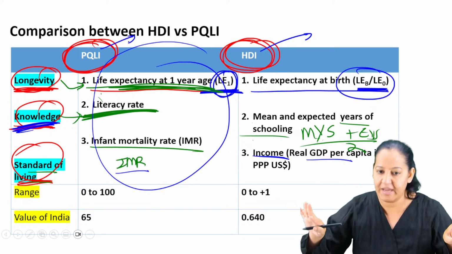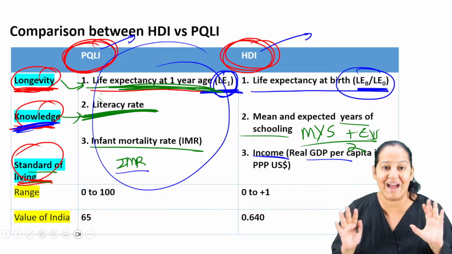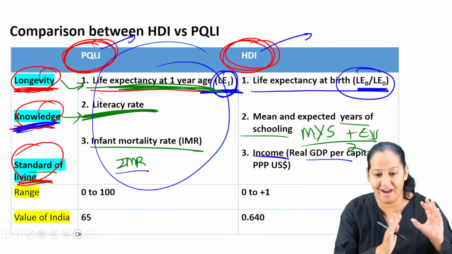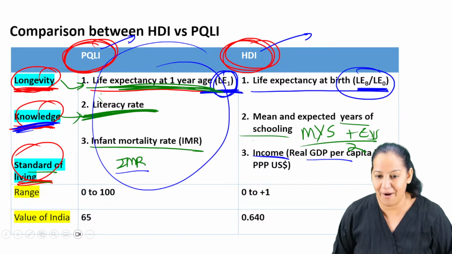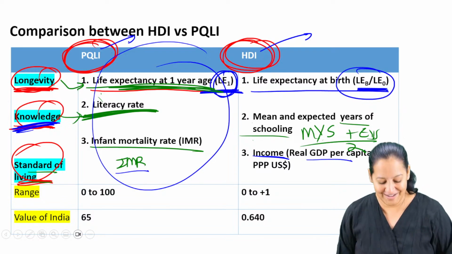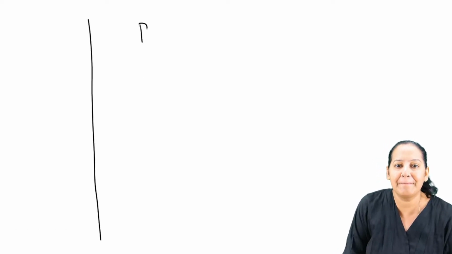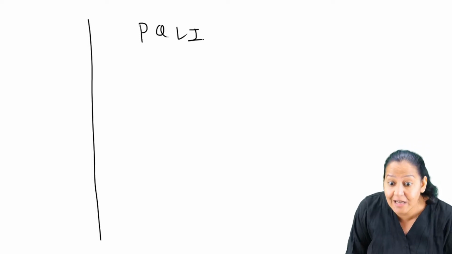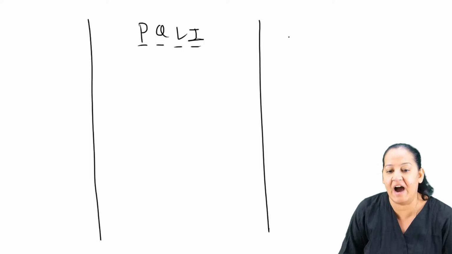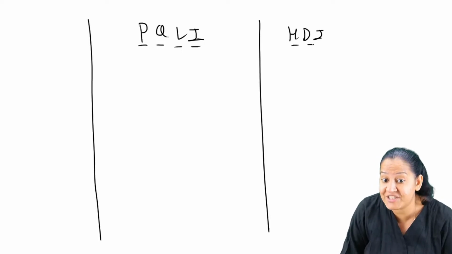Both are different groups. Okay, we have to compare the three things. What is the standard of living we are taking as a criterion here, and what are we taking here? Got my point? So can we compare? Okay, so we will see the three criteria of PQLI, that is physical quality of life index, and HDI, human development index.